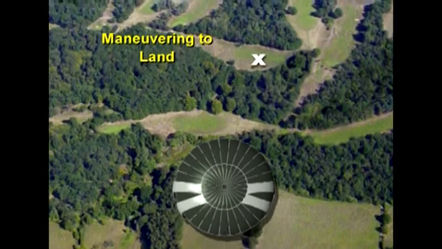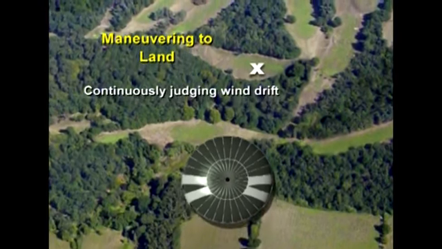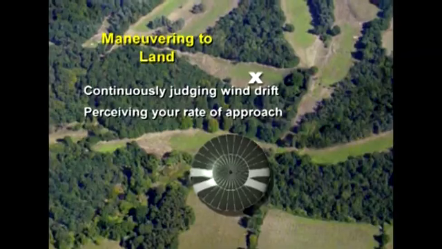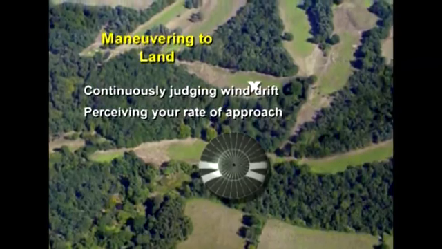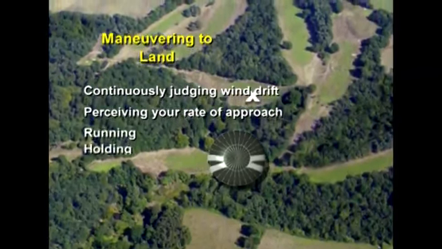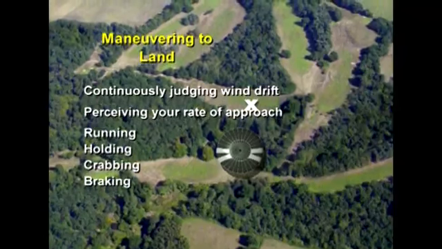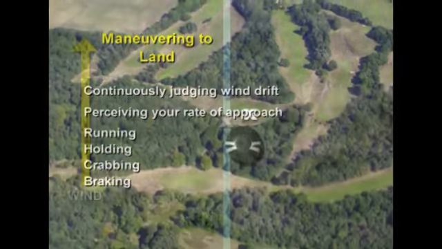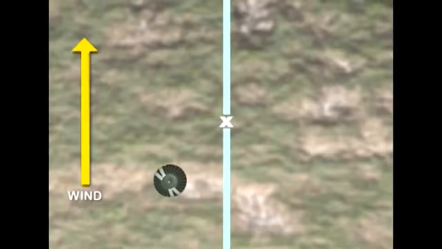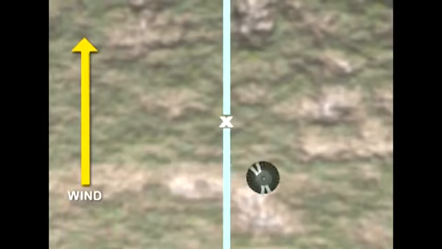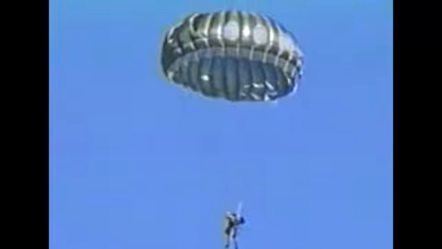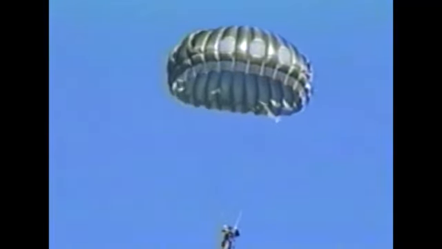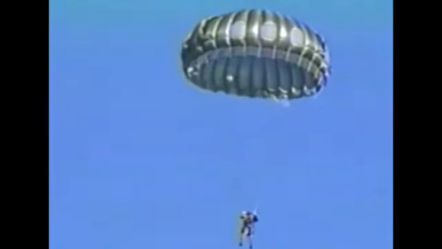Maneuvering a canopy to land is a matter of continuously judging wind drift, perceiving your rate of approach to the landing area, and then running, holding, crabbing, or braking as necessary to land in the drop zone. Remember to do your maneuvering close to the wind line. Throughout your descent, use the same techniques used for your initial drift evaluation to continuously re-evaluate wind conditions.